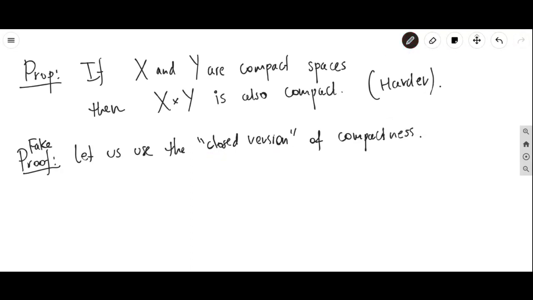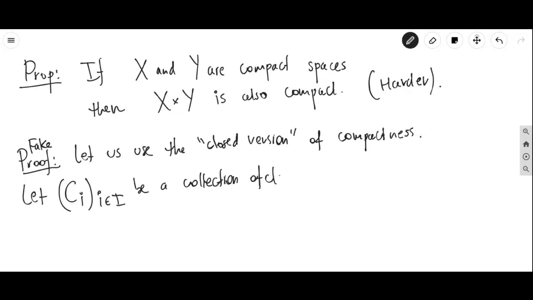So let's do it like this. Let's use the closed version. Let C_i be a collection, or a sequence if you want, of closed subsets of the product.